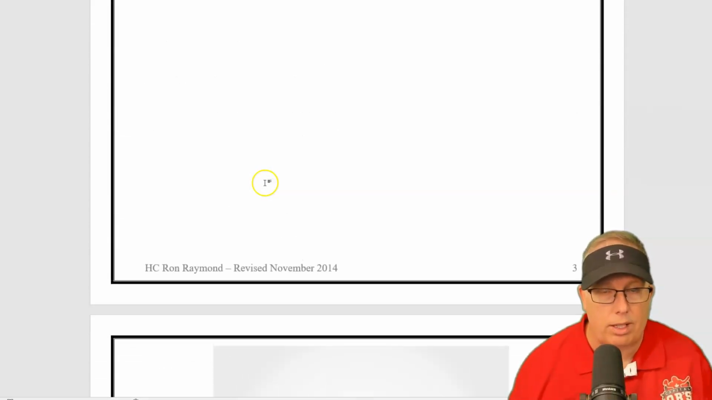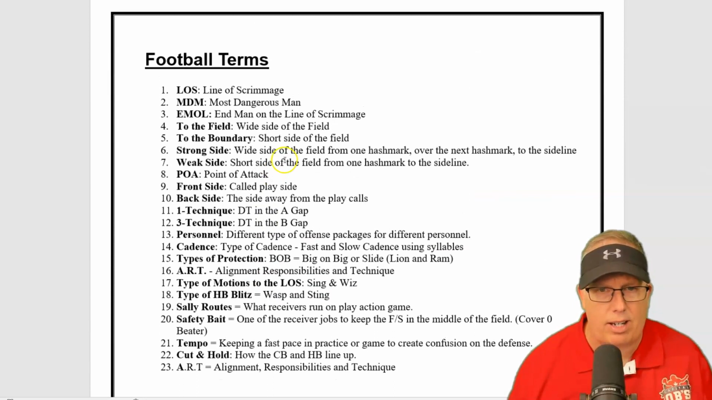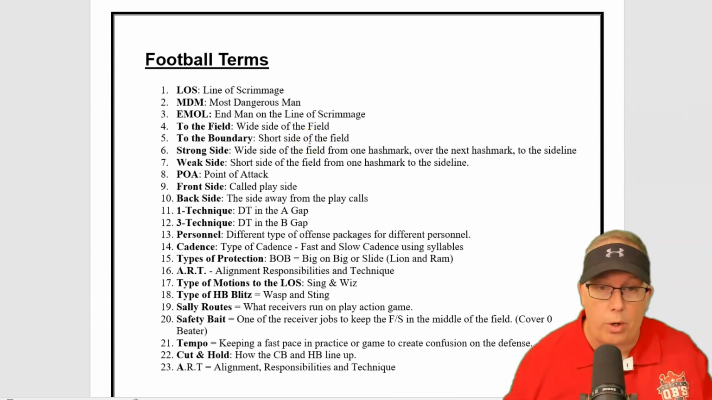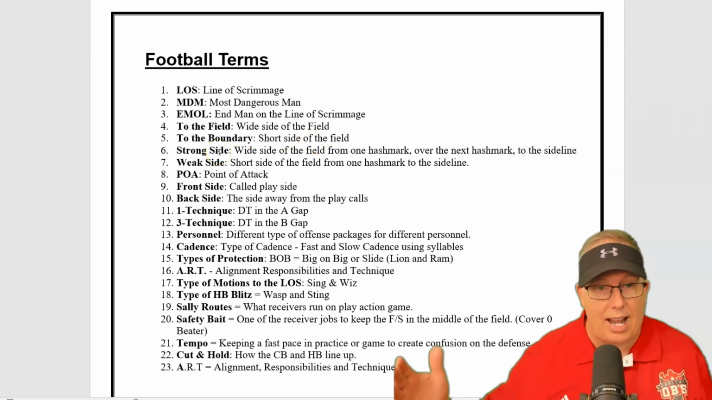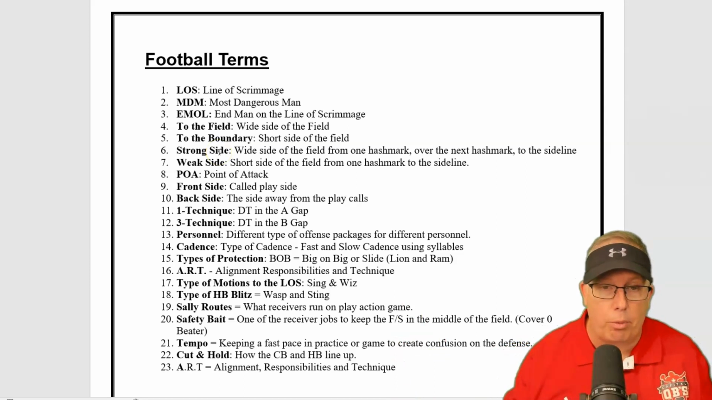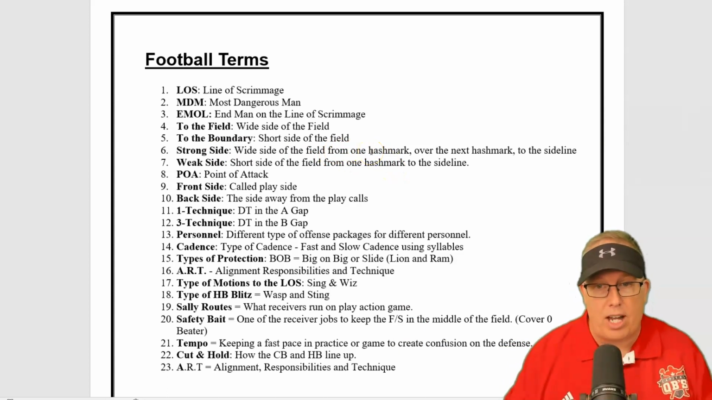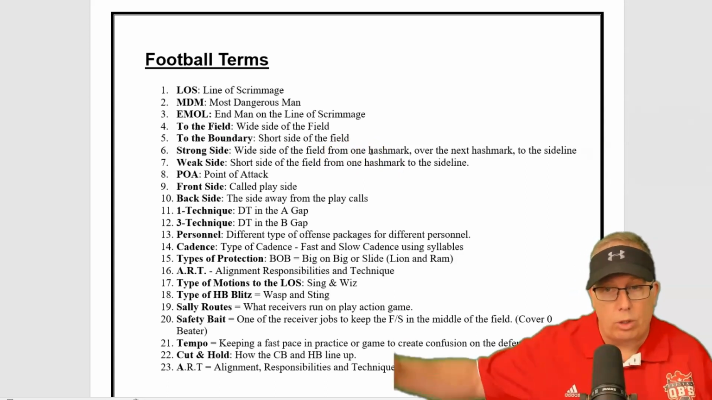that's one of the lingos. I remember when I first started and I heard that, I said, what does that mean, to the field and to the boundary? When you don't know and you're just starting, this is why you're watching the video, right? Strong side, exactly, is to the field, what I just talked about. And the weak side is the short side of the field from one hash mark to the sideline, and the wide side of the field is the left hash mark over the next hash mark to the other side.